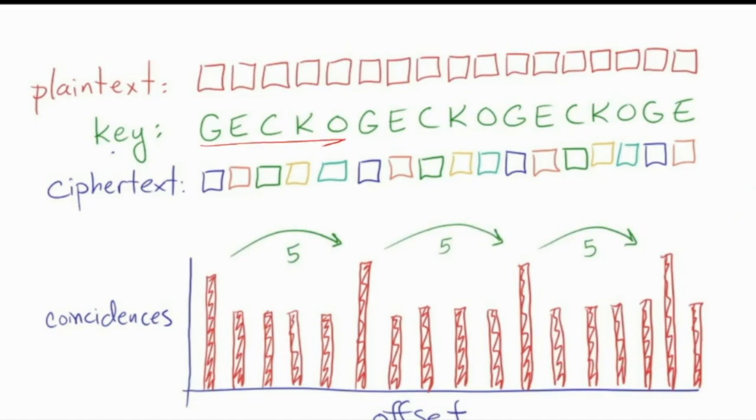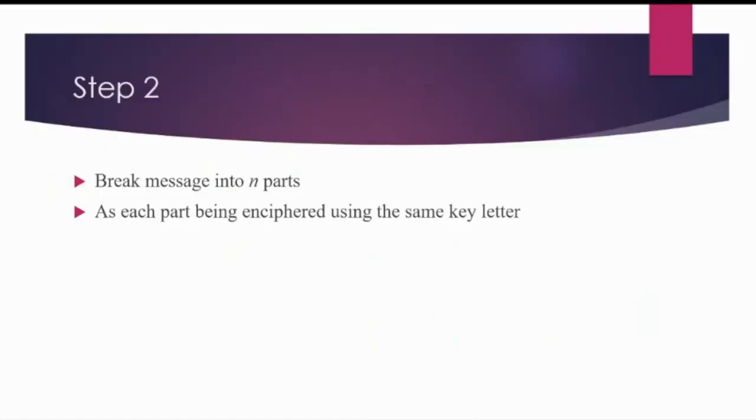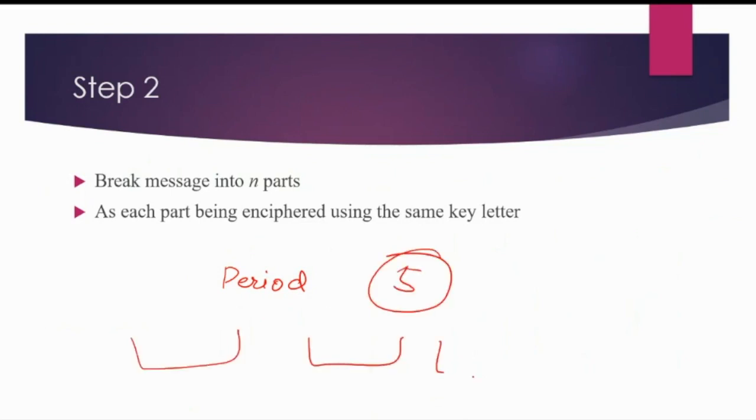We will exploit this particular property, and this is known as the Kasiski principle. We will use this to establish the length of the key. Now once the length of the key is established, what is our next job? We have to break the entire message into that many parts. So if the key period is 5, we break the message into 5 parts.